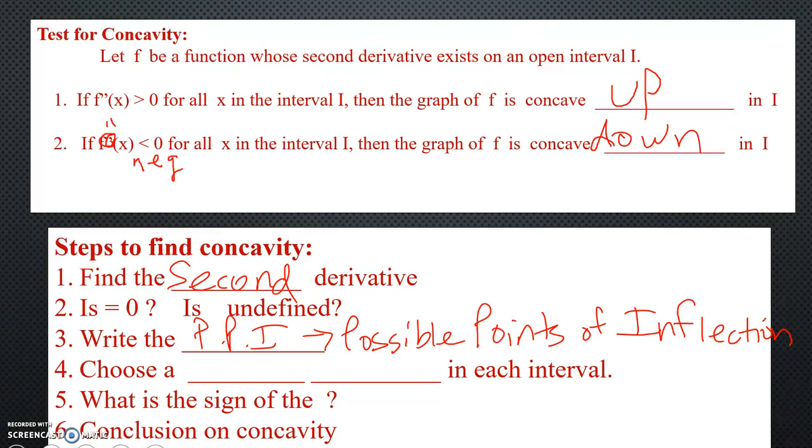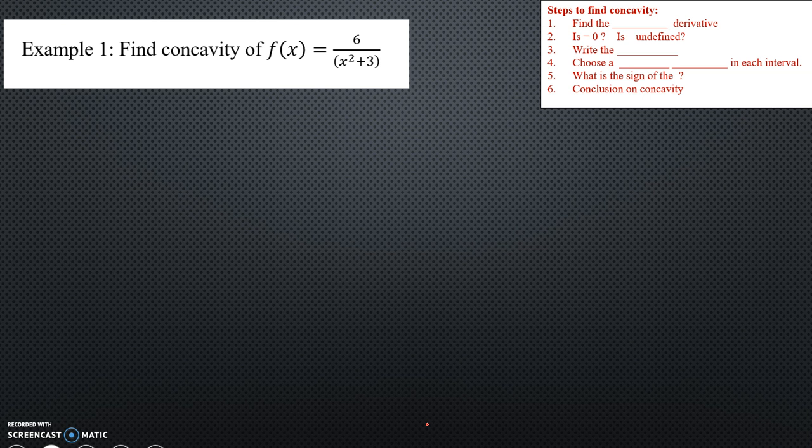What we need to then do is choose a test number in each interval. Use those possible points of inflections to break up your interval. Decide what the sign of the second derivative is. And then you can make your conclusion on concavity. So let's try an example. Let's find the concavity of the function given.